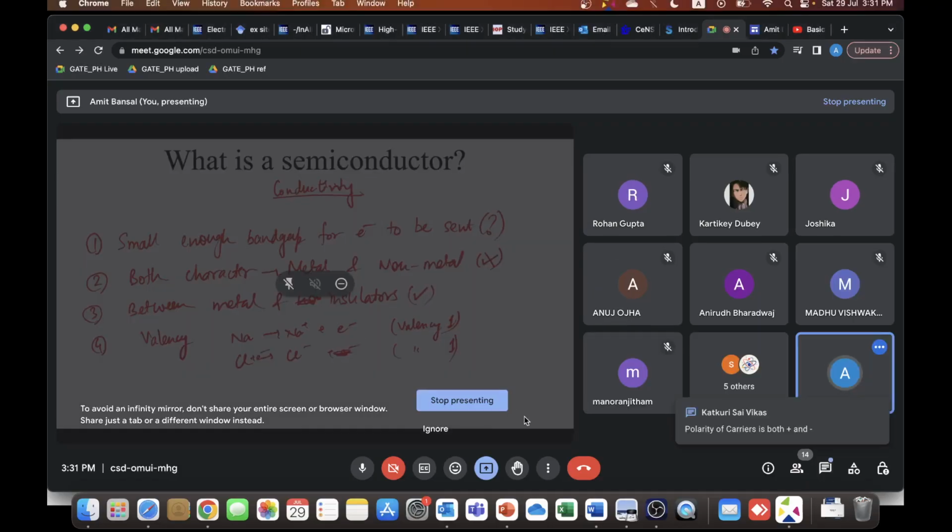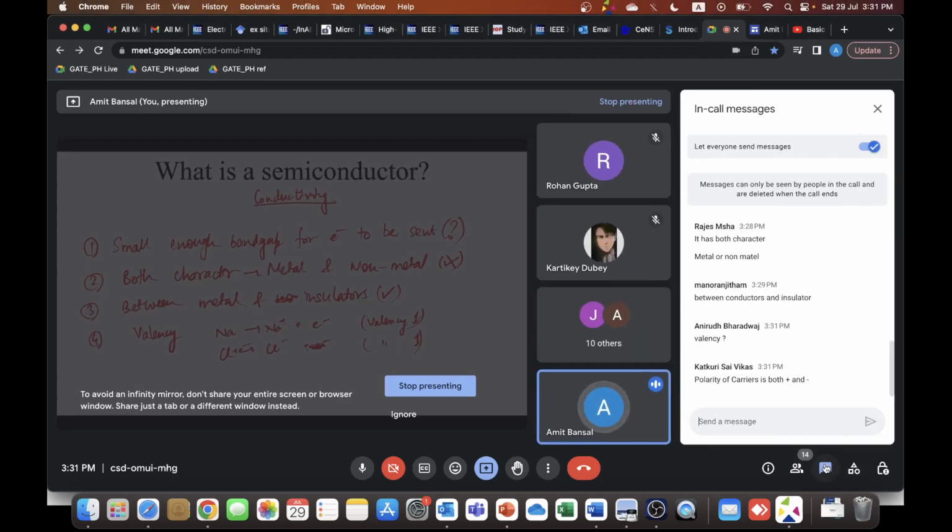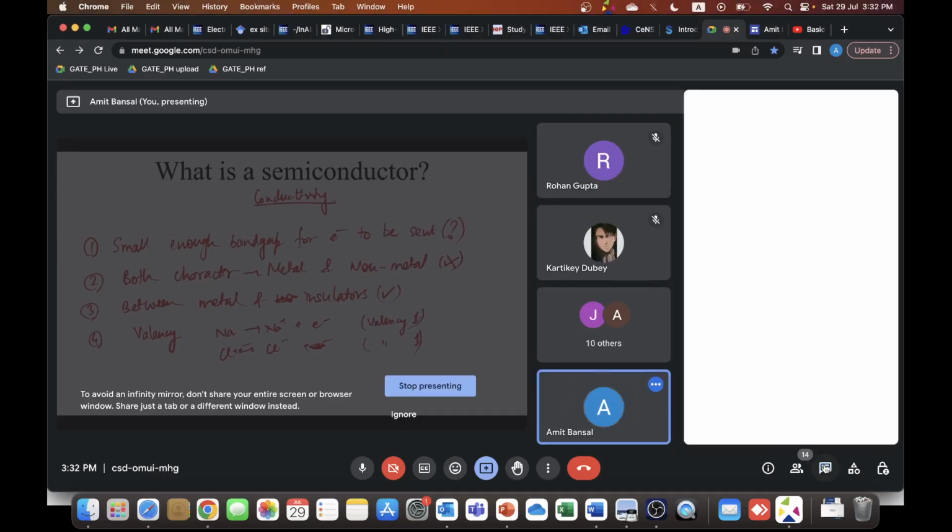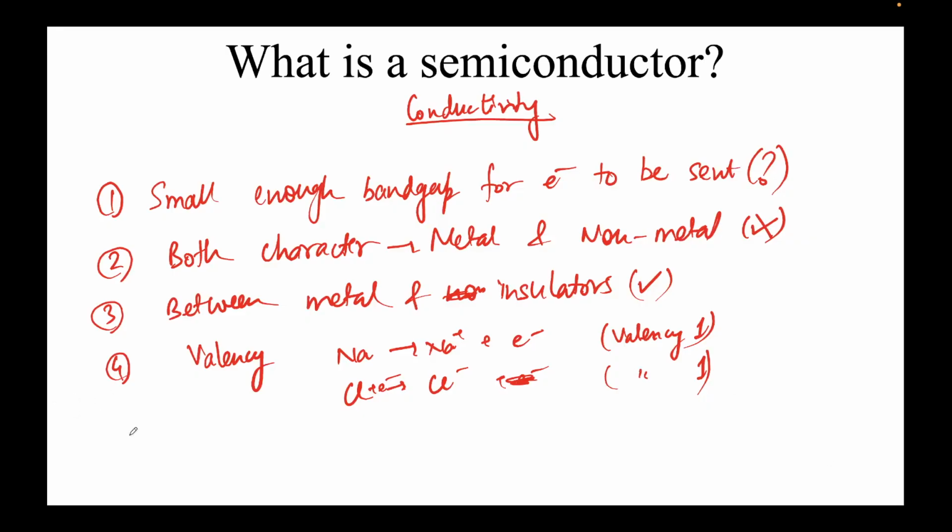Someone has to tell me this, because this point has been brought up. Polarity of carriers is both positive and negative. Okay, what do you mean by polarity of carriers? By carriers here we mean charge carriers. It can be positive or negative. Negative I am assuming is the electron. What's a positive carrier? So a hole, or lack of electrons.